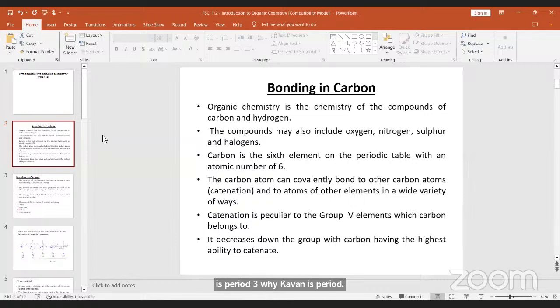So catenation is peculiar to group 4 elements, which carbon belongs to. The ability to catenate decreases down the group, with carbon having the highest ability to catenate. So as I've said today, carbon can catenate, silicon can also catenate to a lesser extent. The next one is germanium, which can also catenate a bit, to some extent. So catenation decreases down the group.